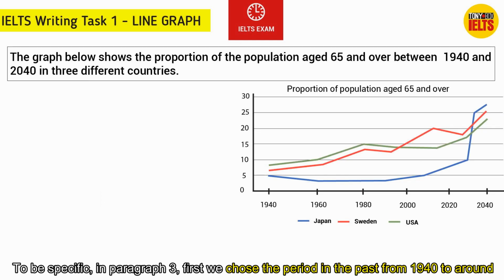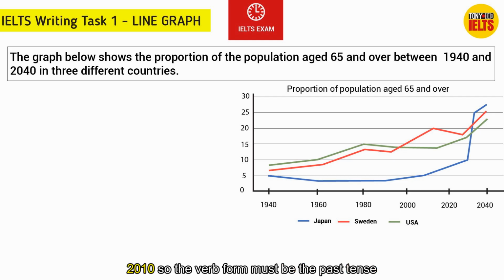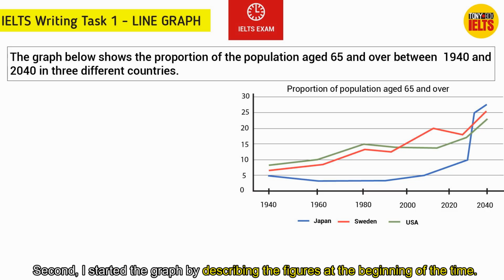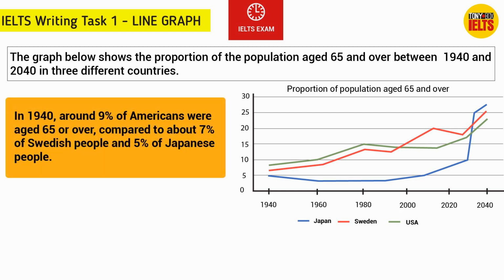To be specific, in paragraph 3, first we choose the period in the past, from 1940 to around 2010, so the verb form must be the past tense. Second, I started the graph by describing the figures at the beginning of the time. In 1940, around 9% of Americans were aged 65 or over, compared to about 7% of Swedish people and 5% of Japanese people.